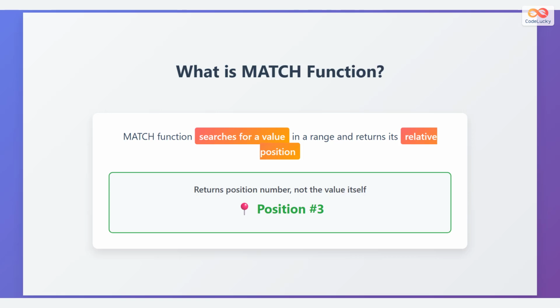The match function searches for a specific value within a range of cells and returns its relative position. For example, if you're looking for a particular item in a list, the match function will tell you that item is in, say, the third position. Important thing to note is that the function returns the position number, not the value itself. The output is the position number 3.